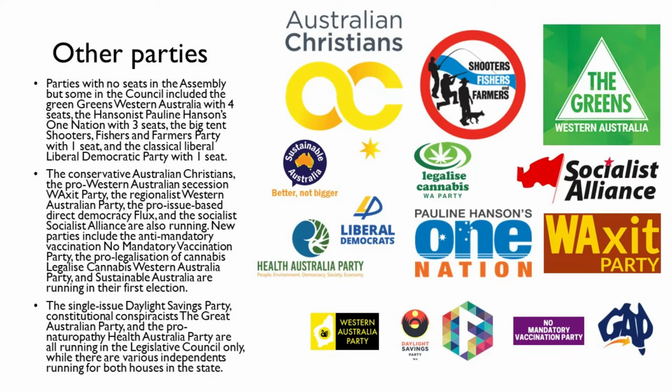There were some new parties, including the Anti-Mandatory Vaccination No Mandatory Vaccination Party, the Pro-Legalisation of Cannabis Legalise Cannabis Western Australia Party, and Sustainable Australia, which were each running in their first election. The single-issue Daylight Savings Party, the Constitutional Conspiracists, the Great Australian Party, and the Pro-Naturopathy Health Australia Party are all running in the Legislative Council only, and there are also various independents which were running for both houses in the state.